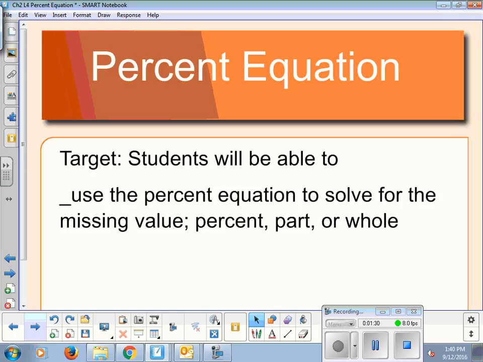Okay, today we're going to be doing the percent equation. Our target for today is students will be able to use the percent equation to solve for the missing value. So we're either going to be looking for the percent, the part, or the whole.